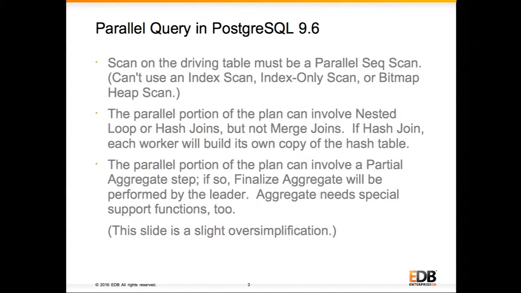Aggregates have to be plain, simple aggregates, not fancy things like ordered set aggregates or window aggregates. And the particular aggregate that you're using has to have some special support functions which allow it to be performed in parallel. Those functions have been added to most of the numeric types of aggregates that are part of the core of PostgreSQL, like count and max and things like that, average. But if you're using something else or something that's not part of core, then those support functions might be absent, in which case your aggregate will not be able to be done in parallel. Everything on this slide is a slight oversimplification. But this gives you the basic gist of it.